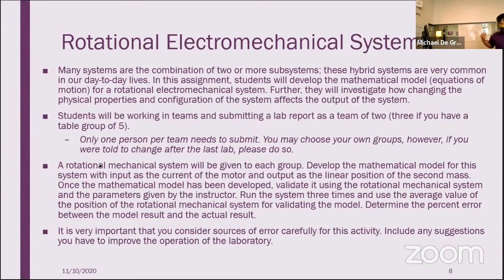So many systems are a combination of 2 or more subsystems. These hybrid systems are very common in our day-to-day lives. In this assignment, students will develop a mathematical model for the rotational electromechanical system.